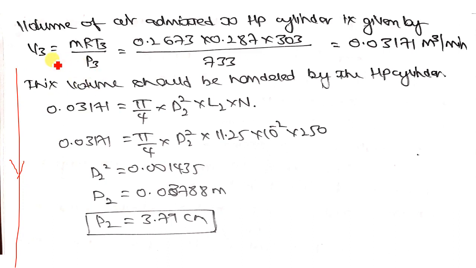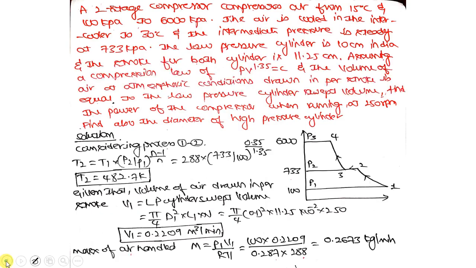So at state 3, let me come back to the PV diagram. This is your state 3, correct? What is state 3? This is the state at which air is input to the HP cylinder. So this is the inlet condition for your HP cylinder. Whatever volume you are inputting at that stage becomes the stroke volume of the HP cylinder, which is given as pi by 4 into d2 square into L2 into n.